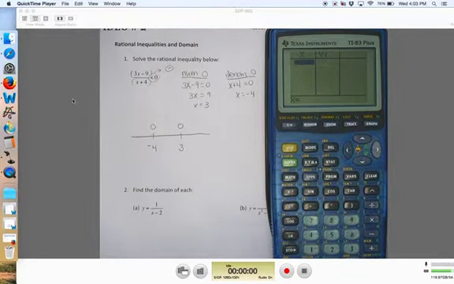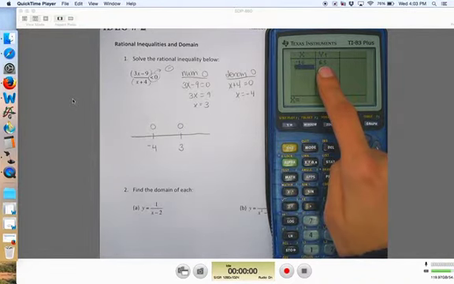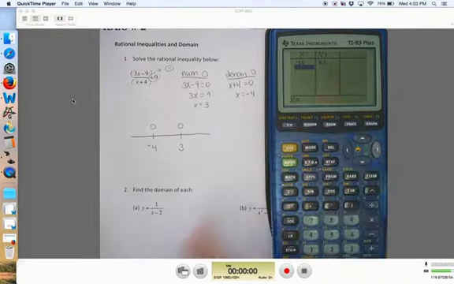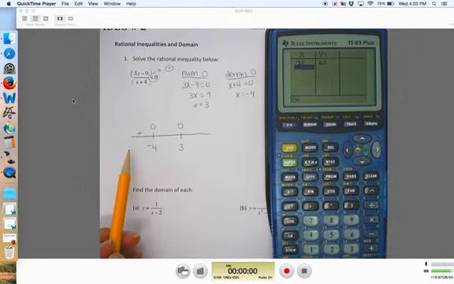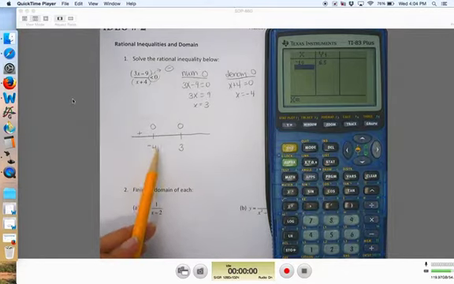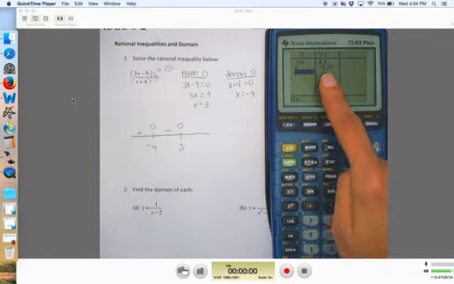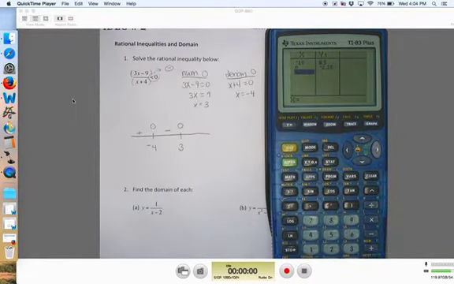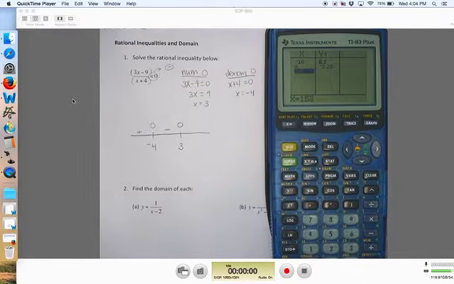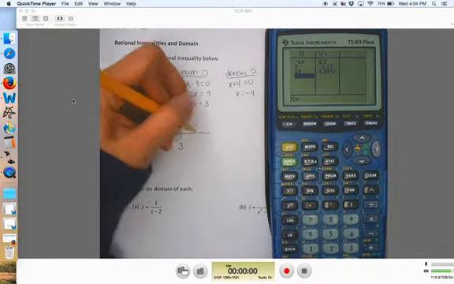Now we want to pick a number that's less than negative 4, let's say negative 10, hit enter, and we want to see if this number is positive or negative, so that's positive. So numbers less than negative 4 will give us positive values. Now we want to pick a number in between negative 4 and 3, say 0, that's negative. And then we want to pick a number greater than 3, say 15, that's positive.